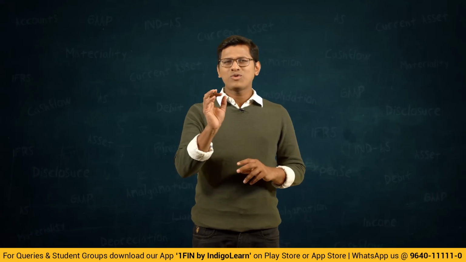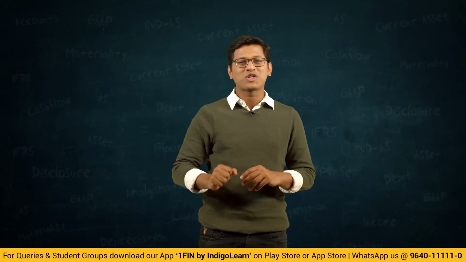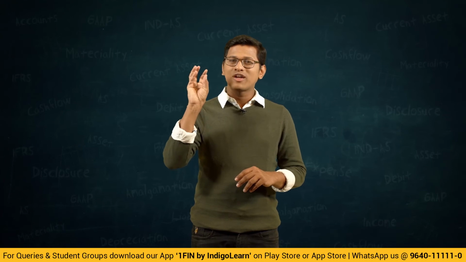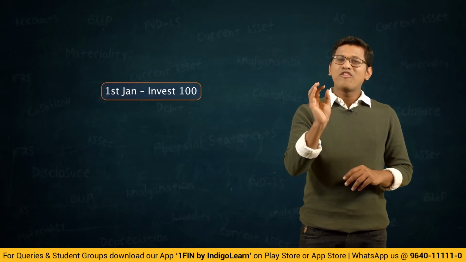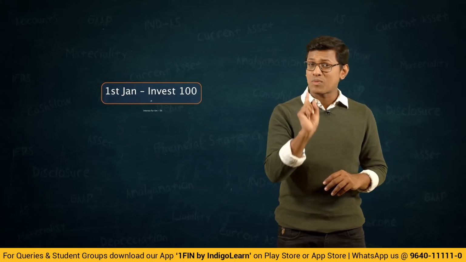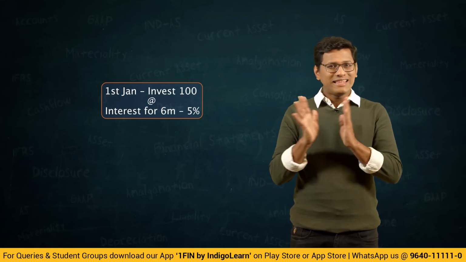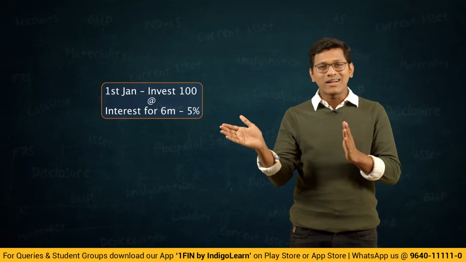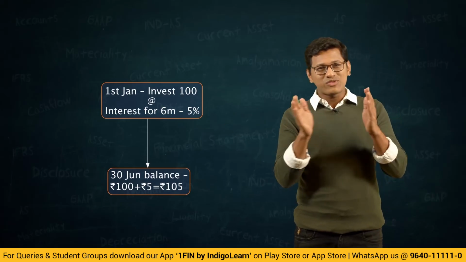Friends, now let us talk about a small concept, and that concept will actually be relevant for the next problem we are going to solve. Say you invest 100 rupees on 1st January and the interest rate is 5% for 6 months. Listen carefully, 5% for a 6 month period. So what will happen at the end of 6 months? What will be the interest? 100 plus 5%, which will be 105. At the end of 6 months, the amount in your bank account will be 105.